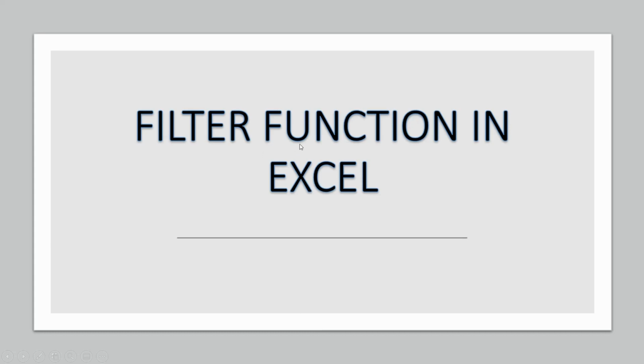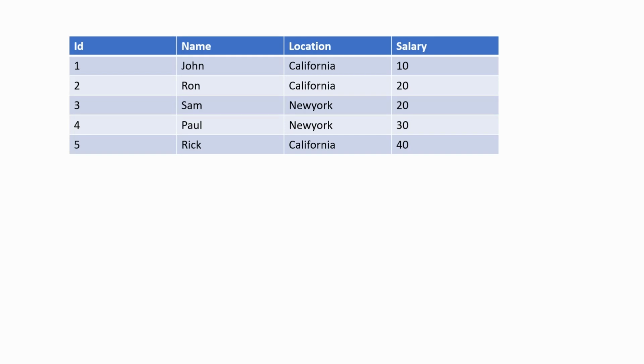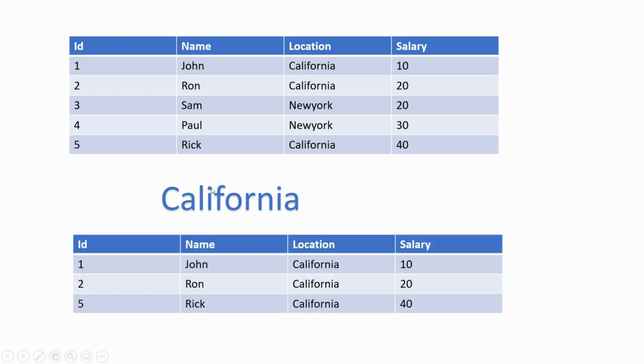Let's talk about the filter function in this video. The filter function, as the name suggests, filters a range of data based on the criteria or conditions we define. For example, here this table is our range of data which will be filtered. We will filter the records where location is California. So California will be our criteria. And now it returned all rows where the location was California.